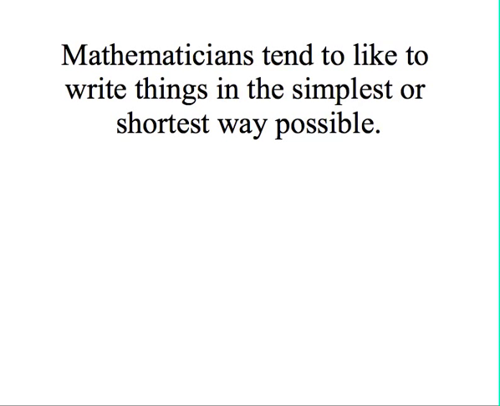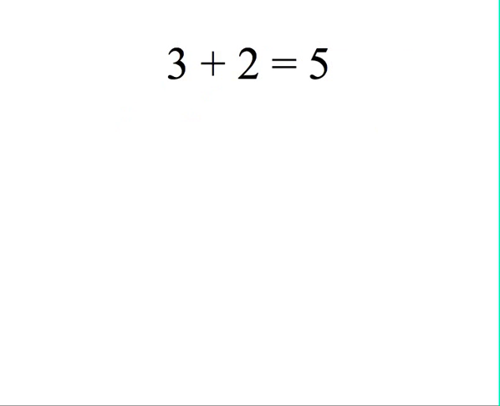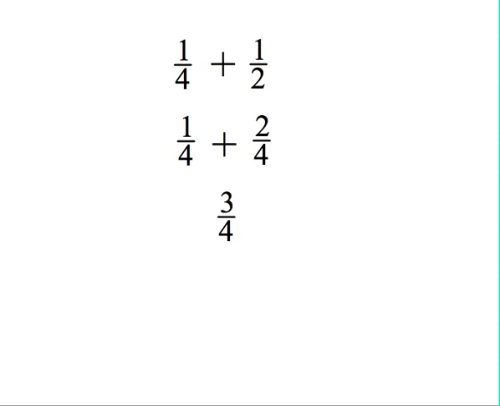Mathematicians tend to like to write things in the simplest or shortest way possible. Here's some examples. We have 3 plus 2, but we simplify it to 5. Here's a fraction problem. 1/4 plus 1/2 gets simplified to 3/4. Much shorter than the original problem.